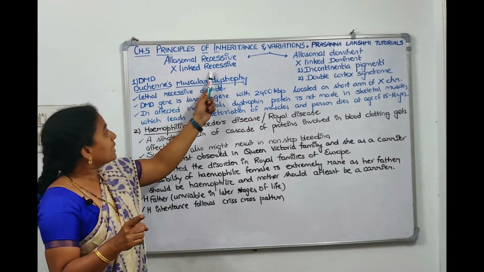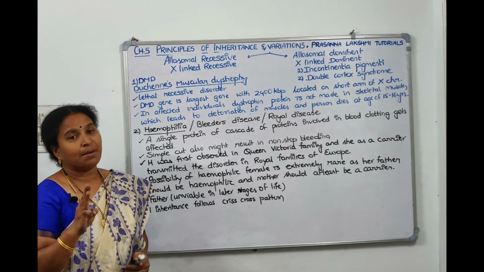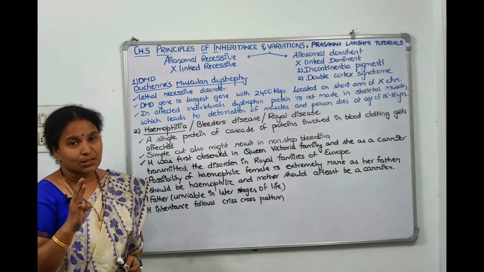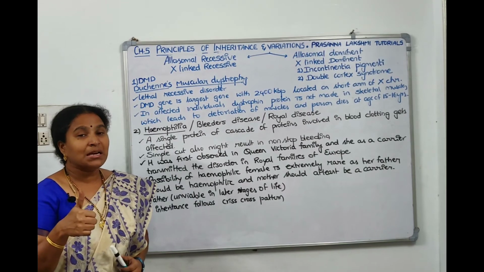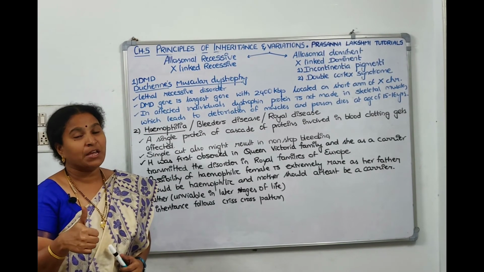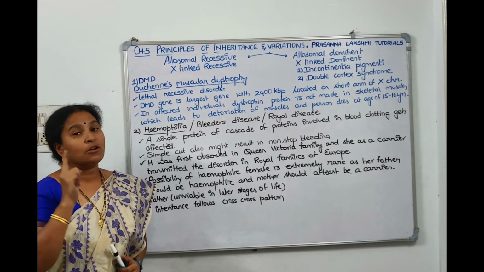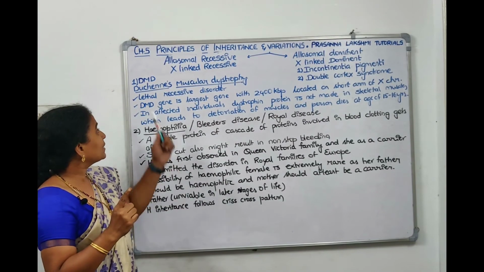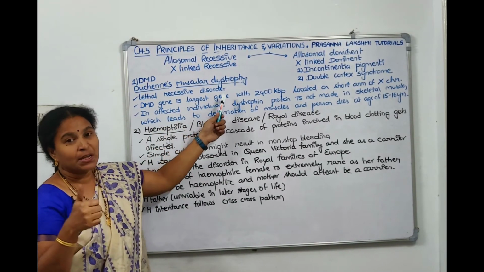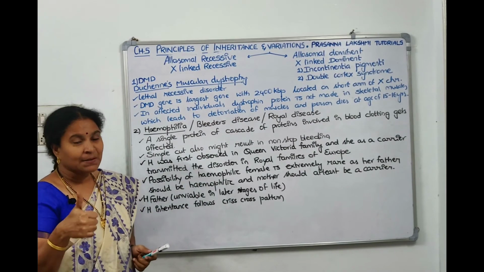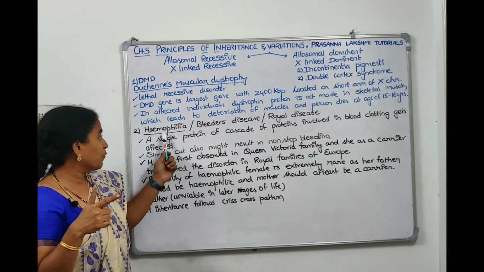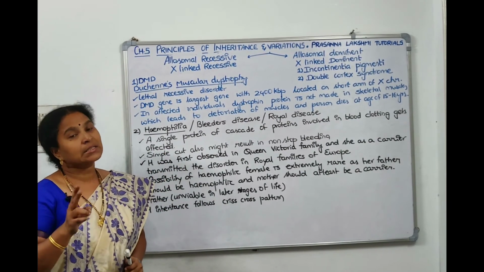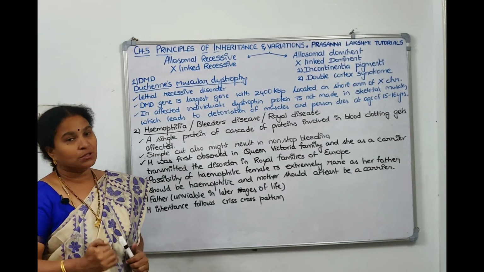Coming to X-linked recessive disorders, there are three examples. The first one is DMD, Duchenne's muscular dystrophy. Myotonic dystrophy is autosomal dominant, but Duchenne's muscular dystrophy is allosomal X-linked recessive. The second example is hemophilia. The third example is color blindness. These three we are going to see now.